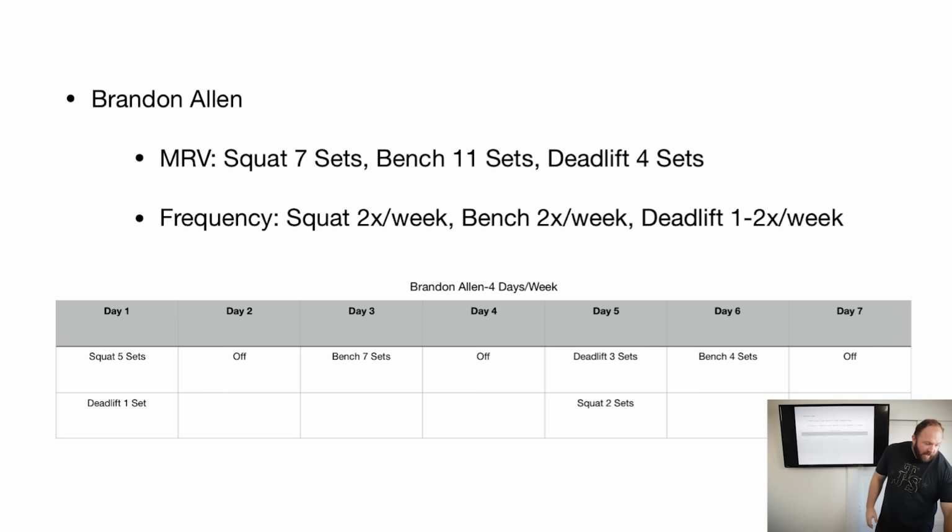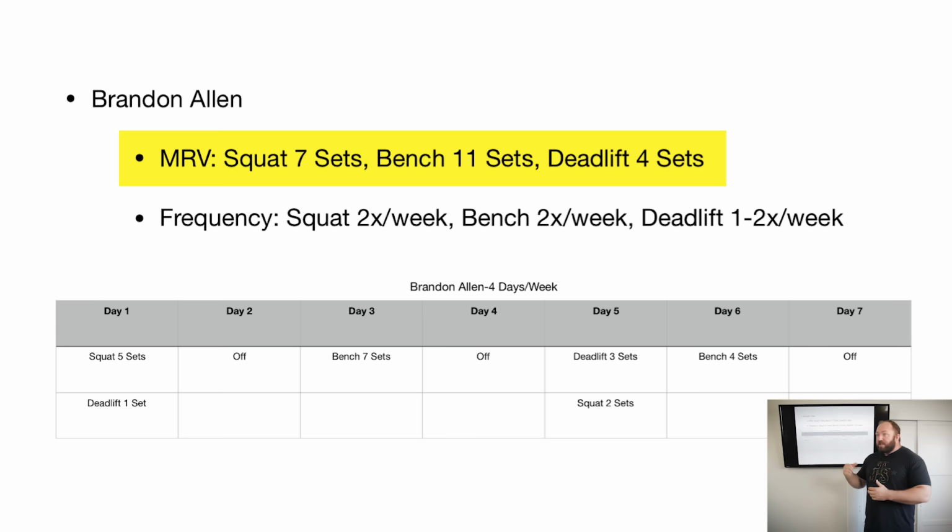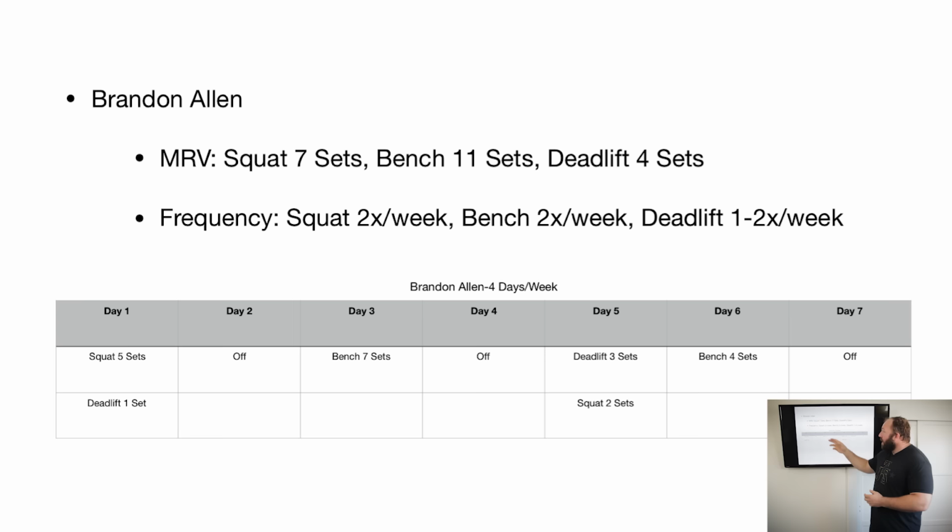His established MRV is much lower because he is so big, he's lifting such heavy weights. Every set he does is extremely stimulating, extremely fatiguing. So he has low MRV, 7 sets in the squat, 11 in the bench, 4 in the deadlift, and a little bit lower frequency to divide that over.